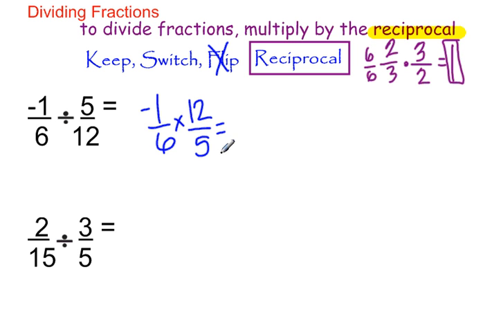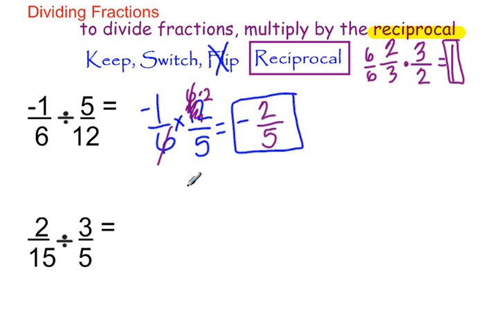How many negative signs do we see here? I see 1, which means that my answer is going to be negative. And I'm going to simplify this before I start. I don't like reducing fractions. So I'm going to cross out this 12, write 6 times 2, because that will allow me to cross off a 6 on the top and bottom. 1 times 2 is 2. And the only thing left on the bottom is a 5. My answer is negative 2/5.